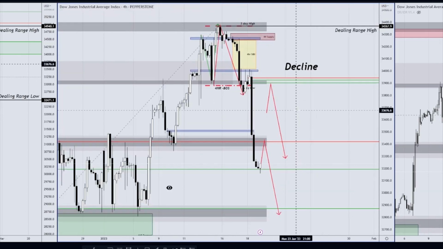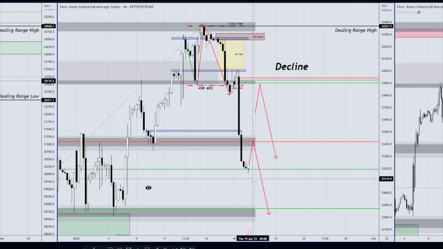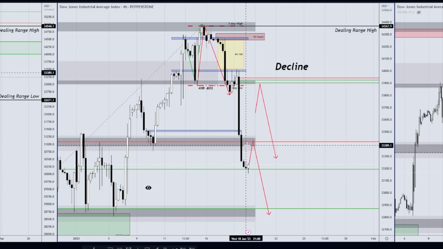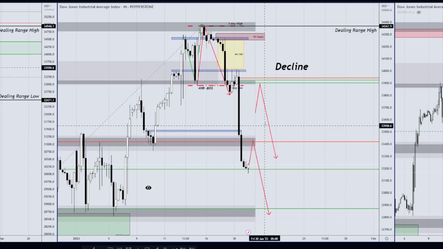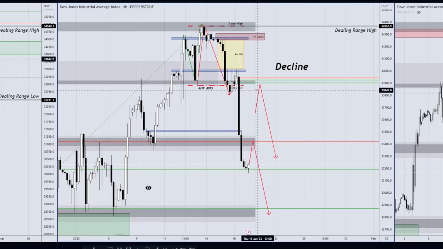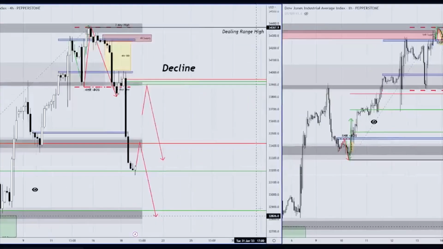So I've set up two markups. If we see on the lower time frame a break of structure around here, a candle, maybe a 1 hour break of structure, then I'd be inclined to take that. If we don't get that, then the next area would be all the way up here somewhere. So that's it for the 4 hour.